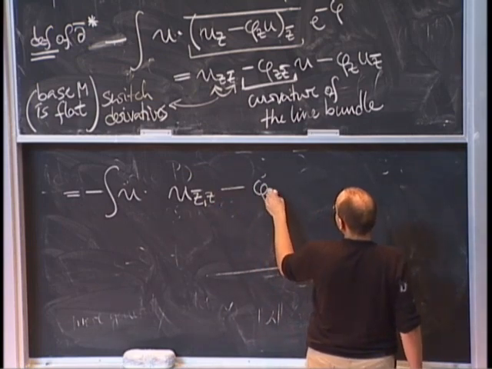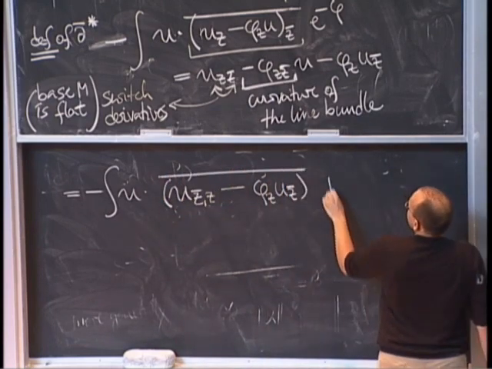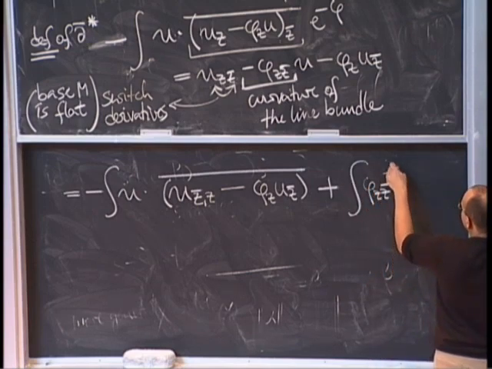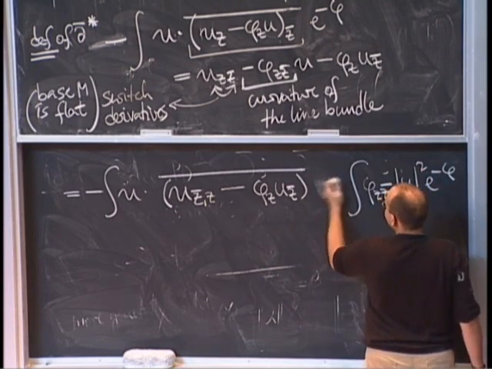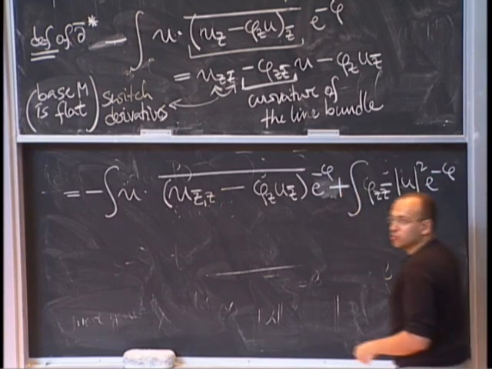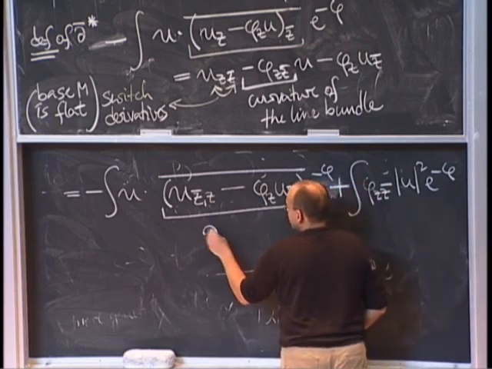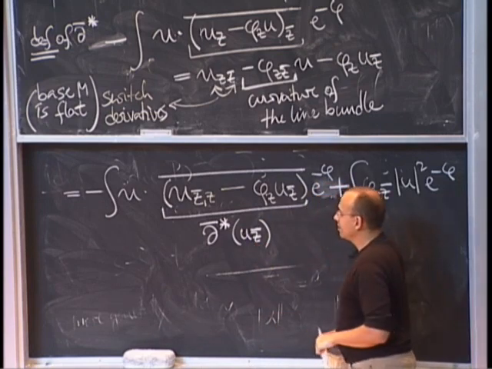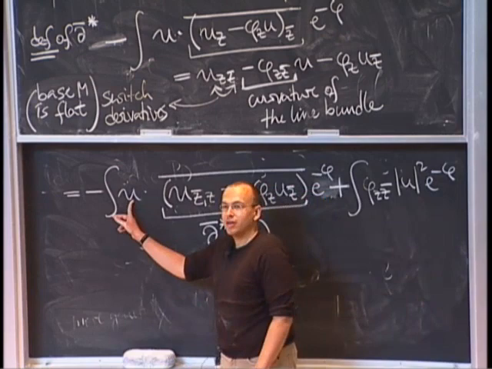Minus z bar plus, there's e to the minus phi here as well. And this is just what I was saying before, so that's the d bar star operator applied to u sub c bar. But then I'm using the adjoint property again, so I'm moving the operator to the other side.